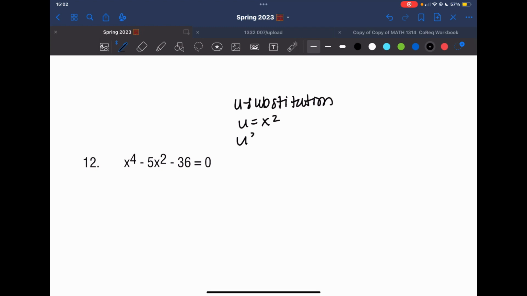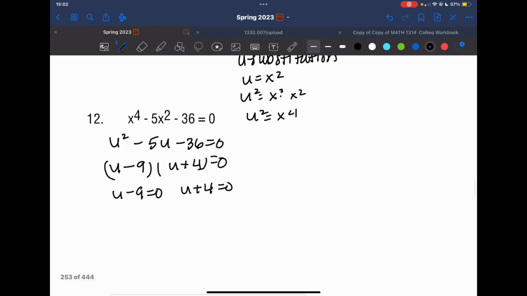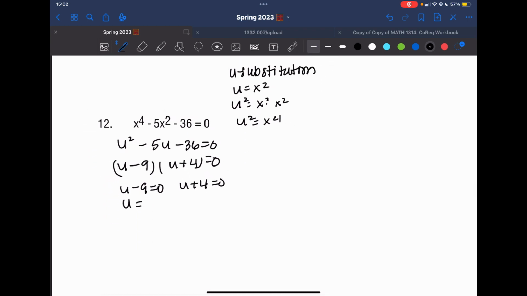X squared, so u squared would be x squared times x squared. So u squared equals x to the fourth. So we're going to make all of this in terms of u instead of x so that we can factor it. So it's going to be u squared minus 5u minus 36 equals 0, u minus 9, u plus 4. Our linear factors equal 0, u minus 9 equals 0, u plus 4 equals 0, u equals 9, u equals negative 4. These are not our solutions.